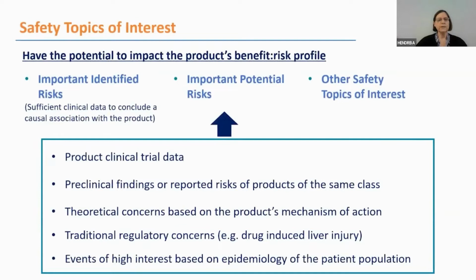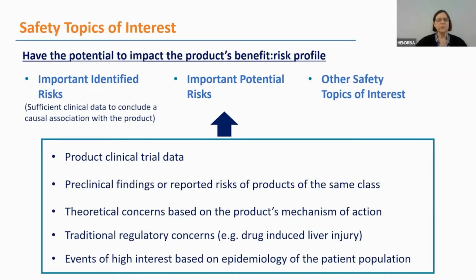So what are the safety topics of interest? These are events for which something more than routine is being done in regards to data collection or data analysis. And typically safety topics of interest have the potential to impact the product's benefit risk profile and include important identified risks, important potential risks, and other safety topics of interest.